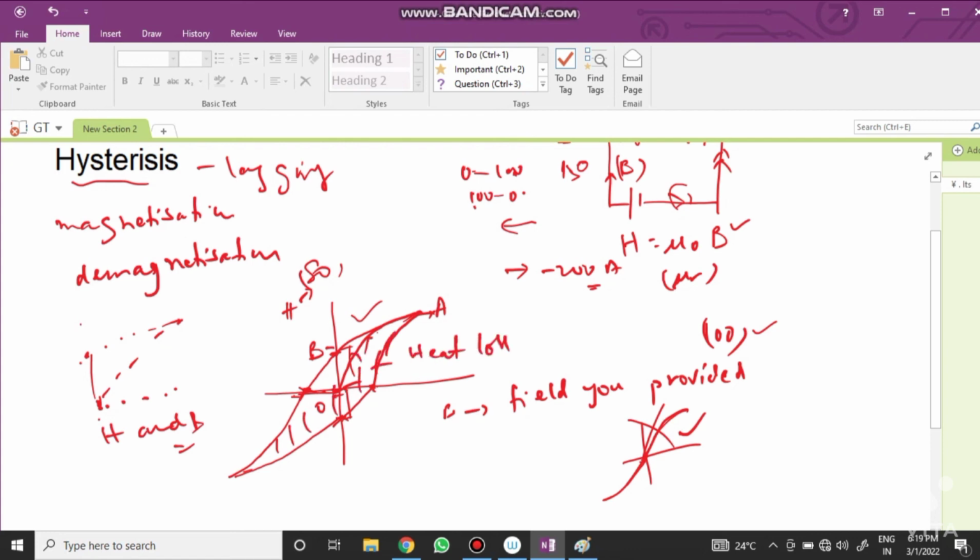So different objects will have different areas of the curves, and this value I forgot to tell. This is called coercivity, and this value is called retentivity. Okay, so even these values are noted, and they have different purposes actually, depending on what type of iron you want, what type of magnet you are trying to make, so they will be used accordingly. Okay, so this is about the hysteresis process, and if any question comes on that, you should be able to attempt it.